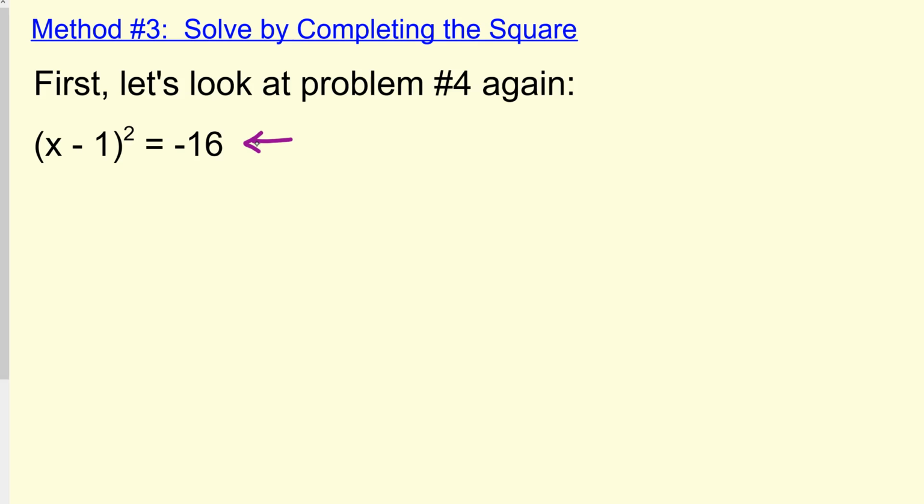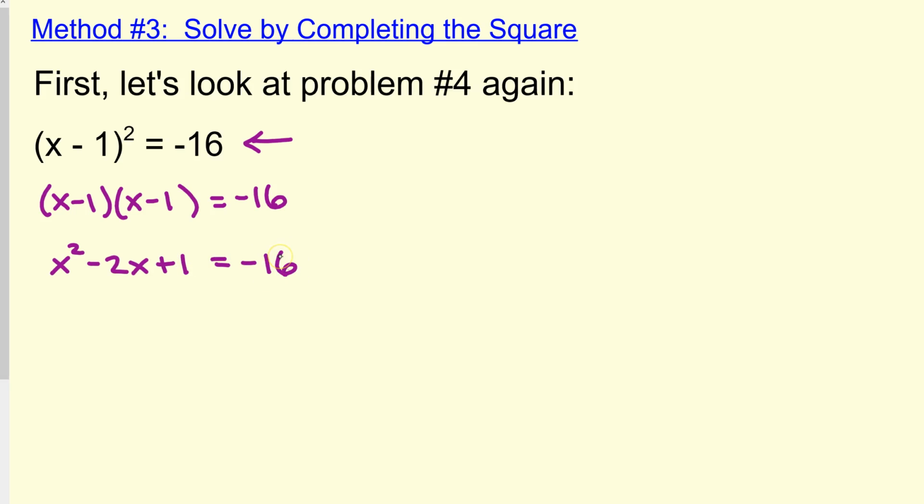So what we're going to do is look at this problem number 4 and imagine what it might have been before it looked like this. So kind of working backwards. So before it looked like this, it's possible that it looked like this. X minus 1 times x minus 1 equals negative 16. And before it looked like that, it's possible that the x minus 1 times x minus 1 was actually multiplied out, and it would look like this. X squared minus 2x plus 1 equals negative 16.